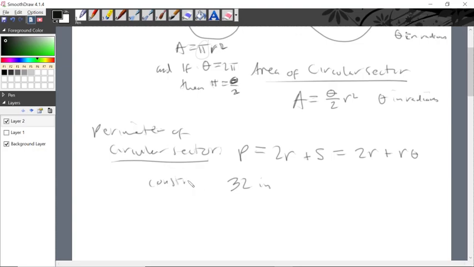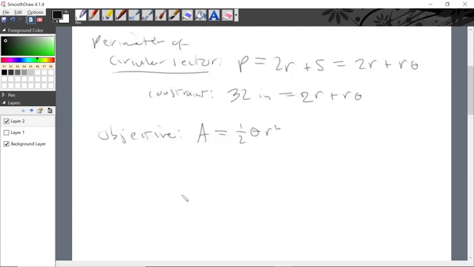Here we go. The constraint would be that 32 inches is equal to 2r plus r theta. Our objective equation is the area equation, 1/2 theta r squared. So we have an objective and we have a constraint. I'd like to write them one above the other. Constraint without the units: 32 equals 2r plus r theta.